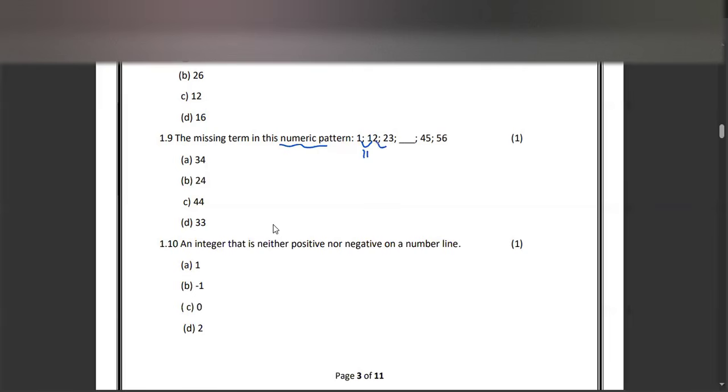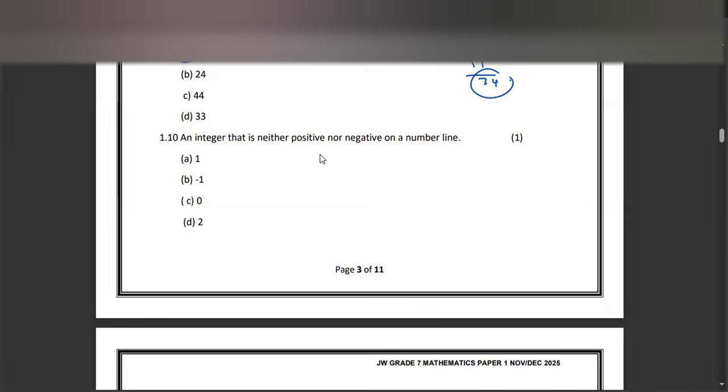And then you add 11, which means 23 plus 11 is going to give us 34. So 34 is option A. And then an integer that is neither positive nor negative on a number line has to be a 0. Okay, 0 is an integer, but it does not take on any sign because it doesn't want to be biased. So 0 is the best answer there.